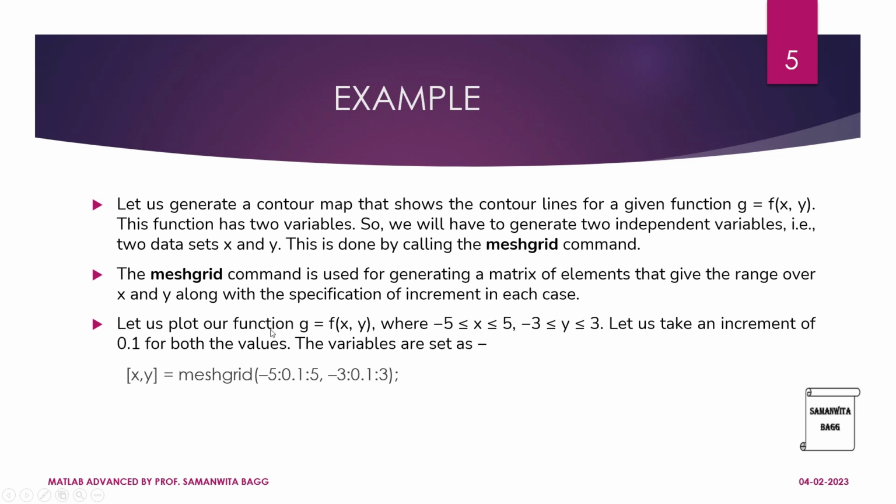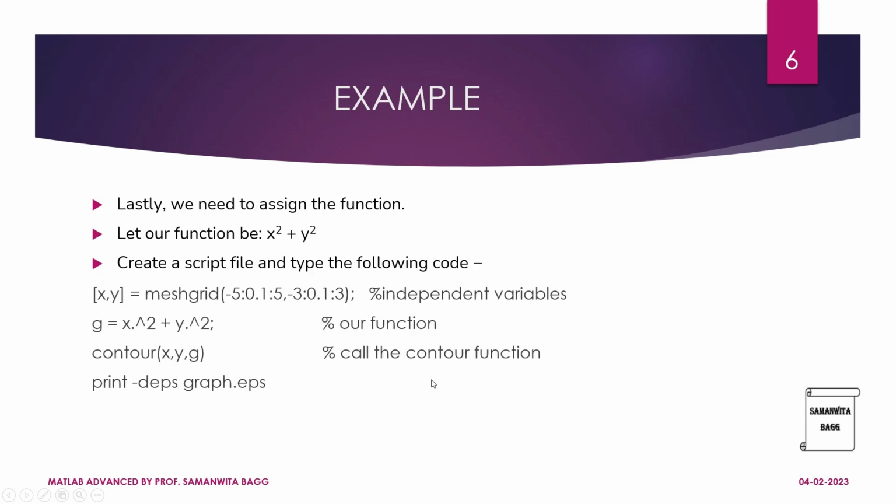Let us plot a function g, which is a function of x, y both, where x is varying from -5 to 5 and y is varying from -3 to 3. Let us take an increment of 0.1 for both the values. Now this is just an example. If you want, you can change this increment value for x and y as well. The variables are set as [x, y]. This is how you are going to write the code. meshgrid -5 to 5 and the step is 0.1. Similarly for y, it is -3 to 3 and the step is 0.1. So this is one line which we are going to write.